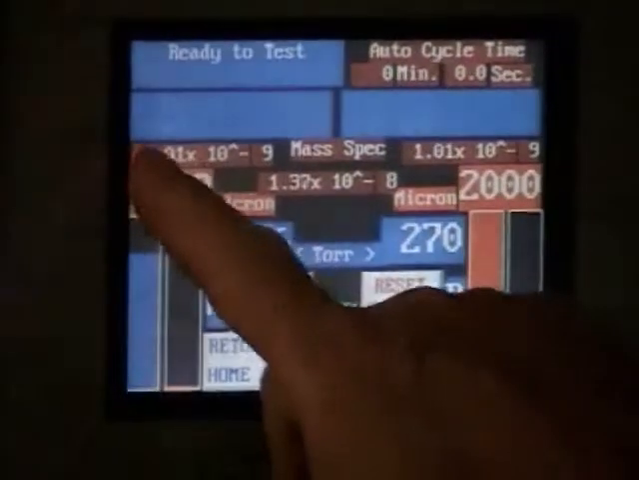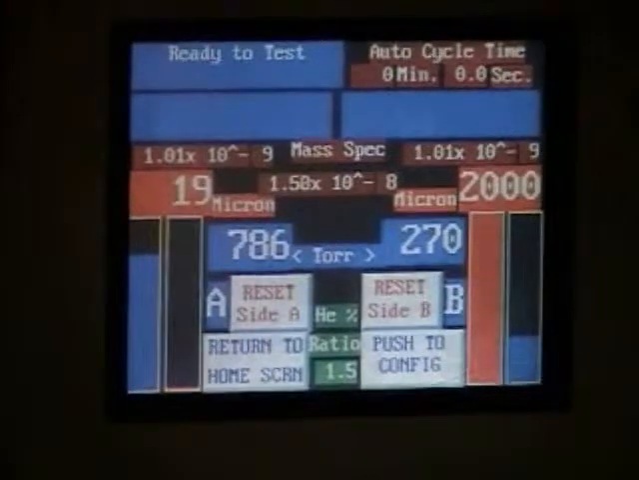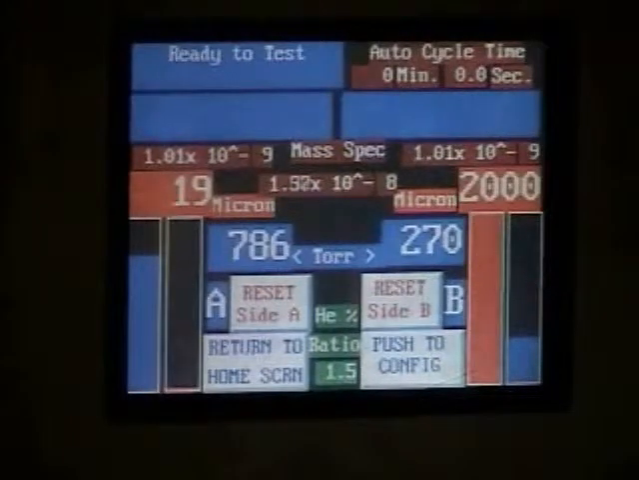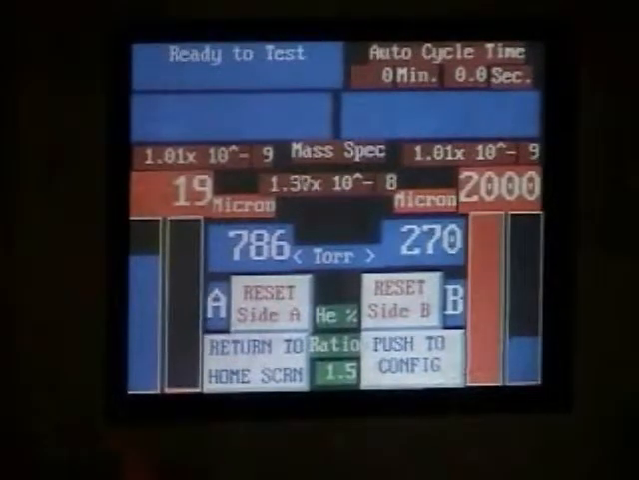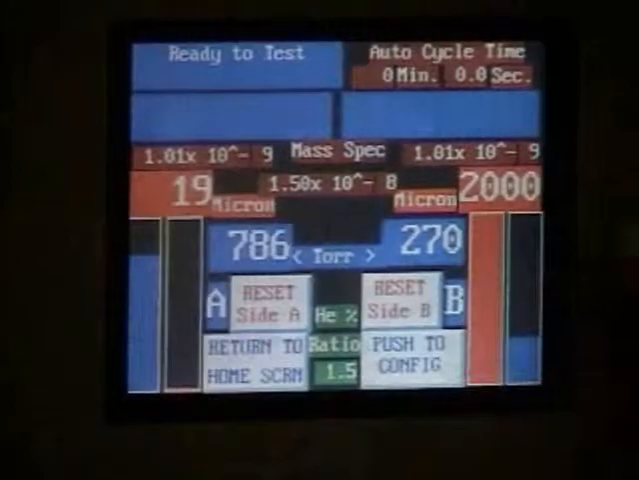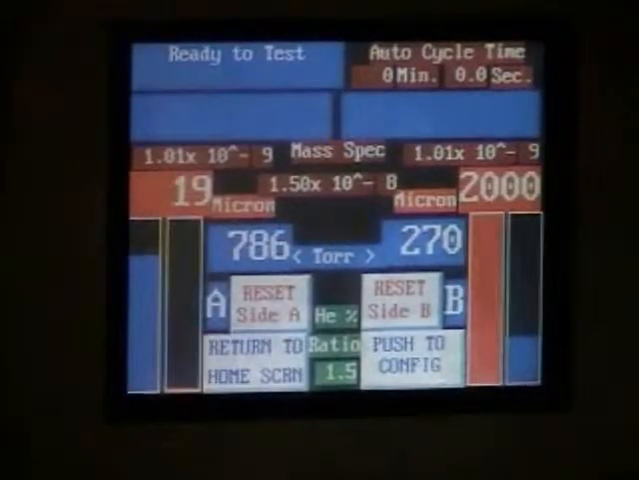In each of the far ends, you'll see a very similar readout, which is the value the MasSpec detected in the unit associated with that side. In other words, this will be the recorded value for side A. This would be the recorded value for side B.